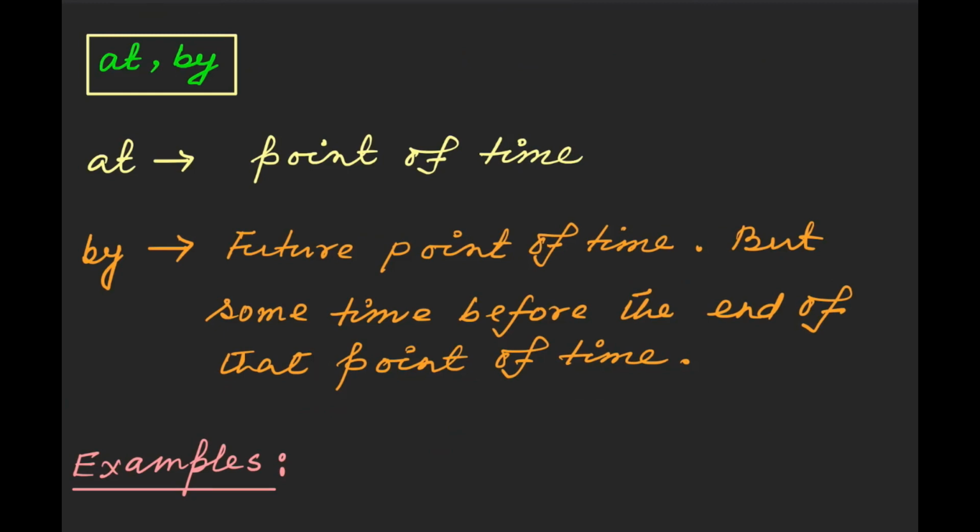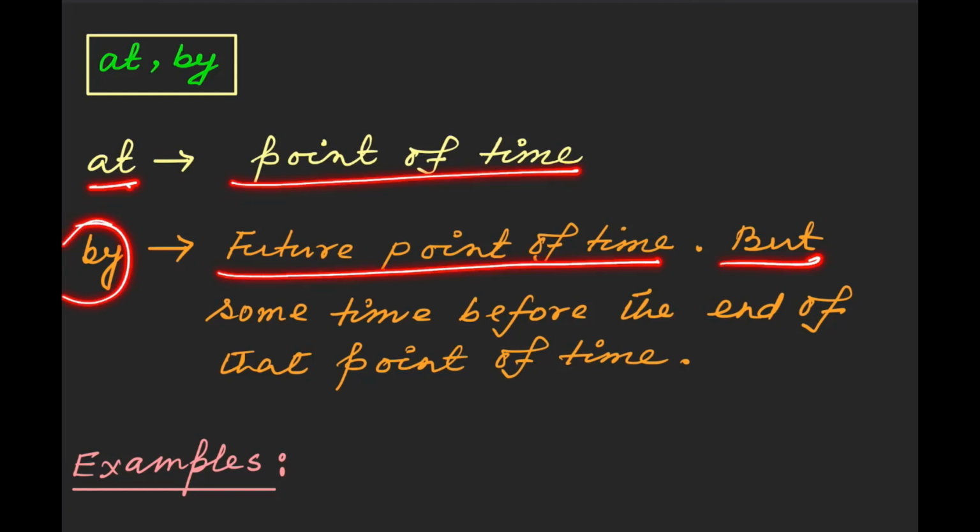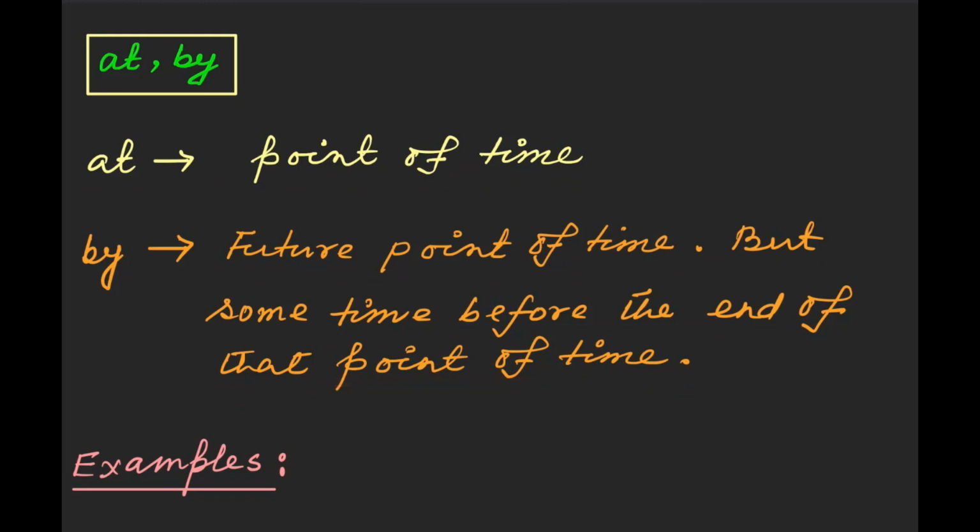Now see these two prepositions, at and by. See how they are used correctly in a sentence. At refers to point of time and by refers to the future point of time, but some time before the point, not the exact point of time, like at. So at refers to point of time, by refers to future point of time, but some time before the end of that point of time. Remember this. This is the exact point and this is some time before the exact point.